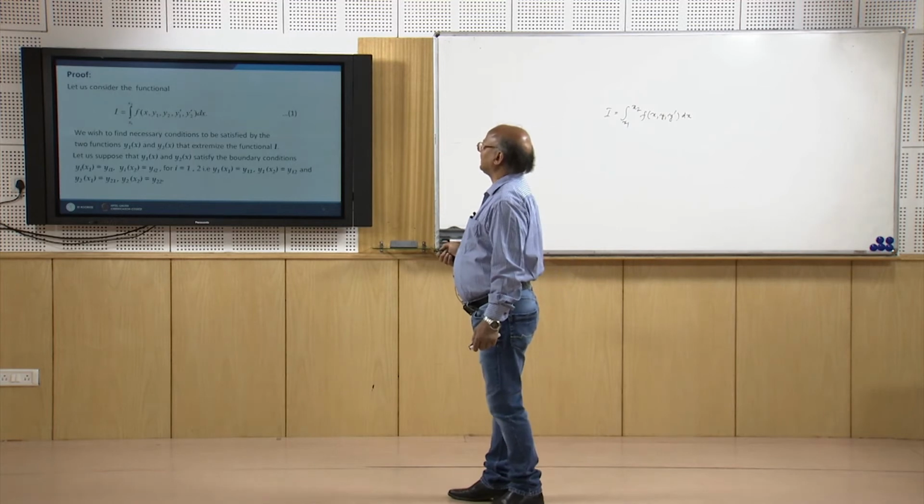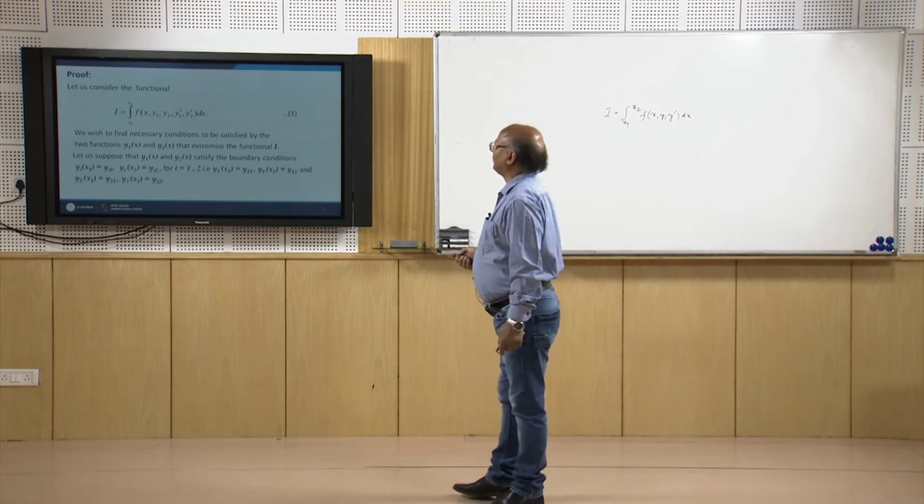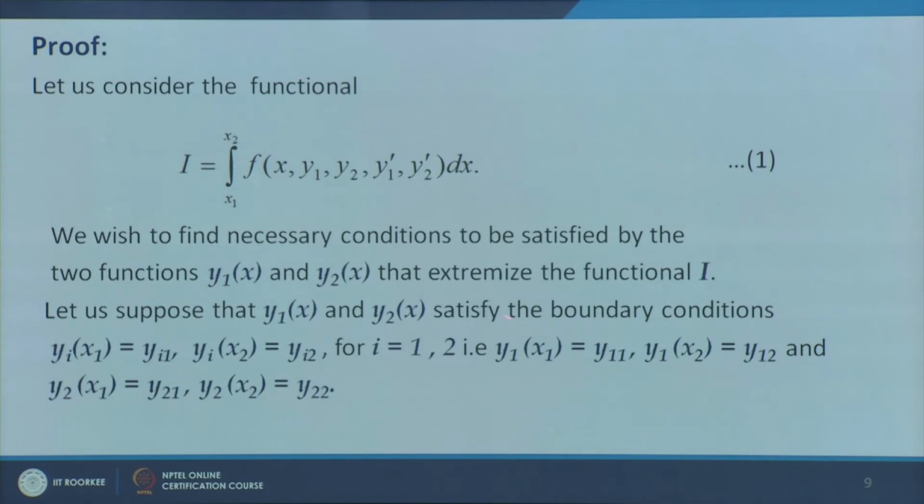Now let us consider the functional I equal to the integral from x1 to x2 of f(x, y1, y2, y1 dash, y2 dash). Now we wish to find the necessary condition to be satisfied by the two functions y1 and y2 which depend on a single independent variable x, and those values of y1 and y2 which extremize this functional I. So let us suppose that y1 and y2 satisfy the boundary conditions at the points: y1 at x1 is equal to y1_1, and y1 at x2 takes the value y1_2, the y2 function at x1 takes the value y2_1, and y2 at x2 takes the value y2_2.